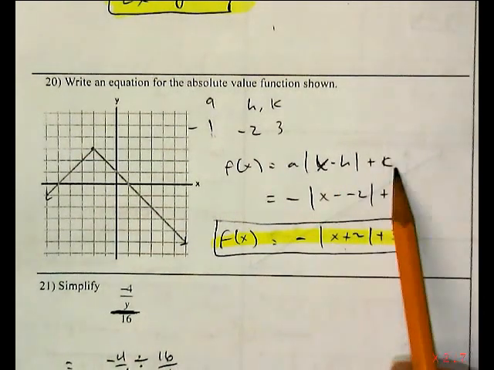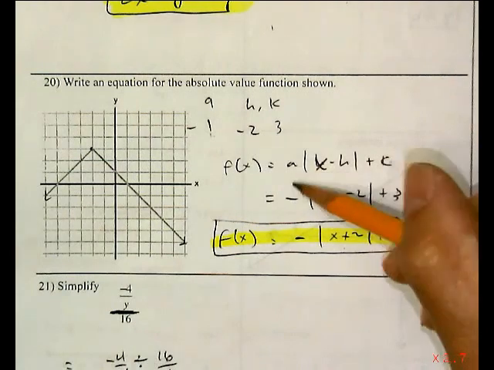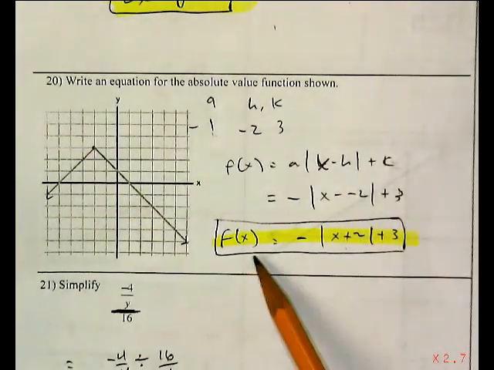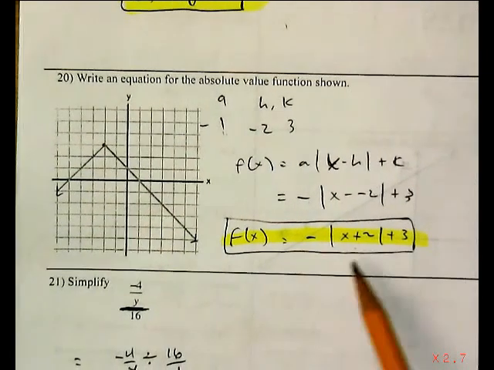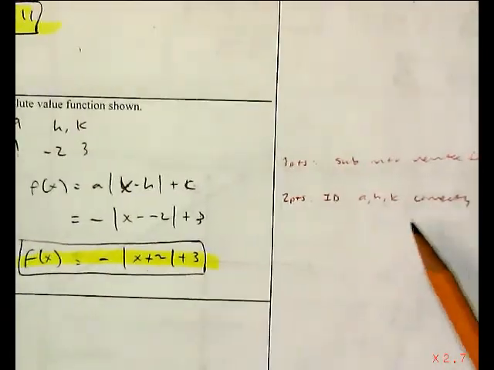Write vertex form. Do your substitution. K value is 3, h is negative 2, and a value is negative 1. That becomes positive 2, so f of x equals negative absolute value of x plus 2, plus 3. Here's your partial credit.